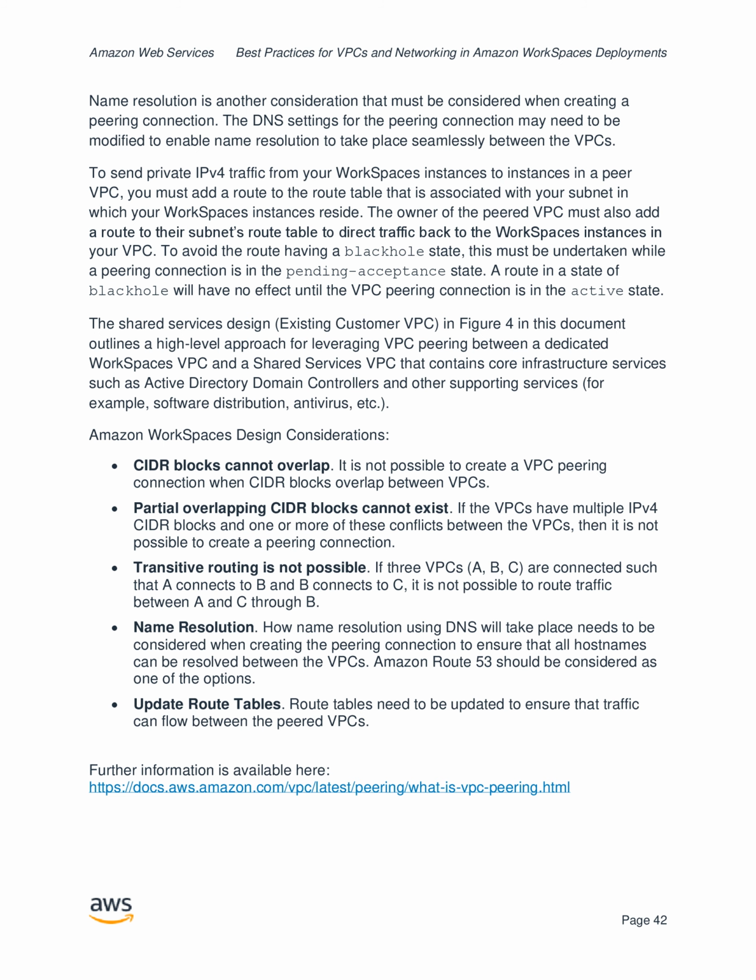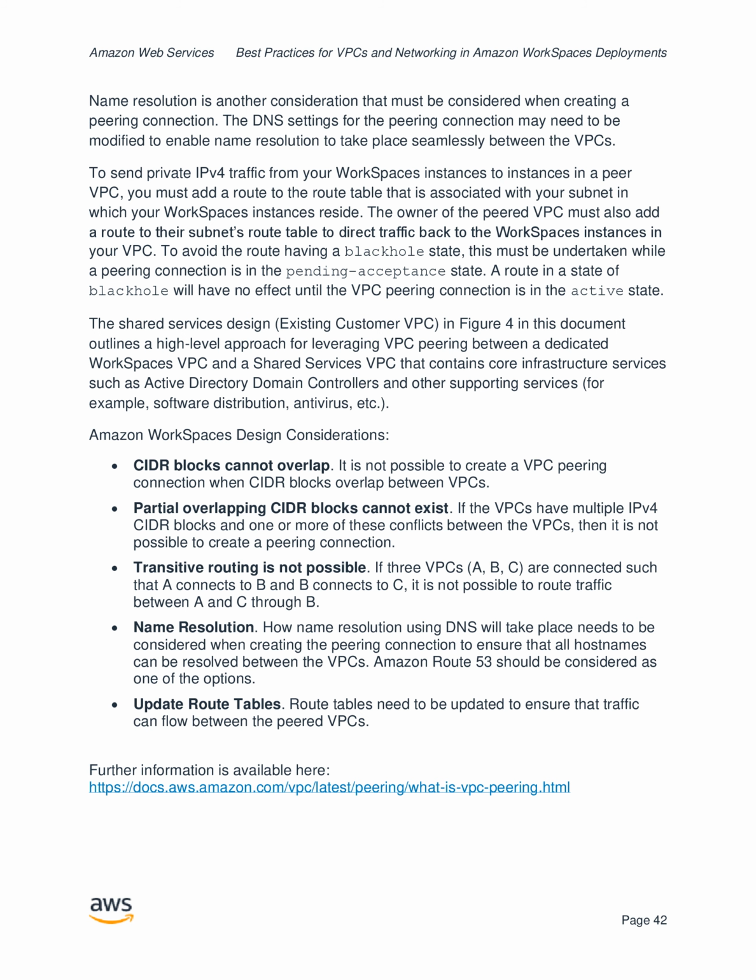Name resolution is another consideration that must be considered when creating a peering connection. The DNS settings for the peering connection may need to be modified to enable name resolution to take place seamlessly between the VPCs. To send private IPv4 traffic from your WorkSpaces instances to instances in a peer VPC, you must add a route to the route table that is associated with your subnet in which your WorkSpaces instances reside. The owner of the peered VPC must also add a route to their subnet's route table to direct traffic back to the WorkSpaces instances in your VPC.